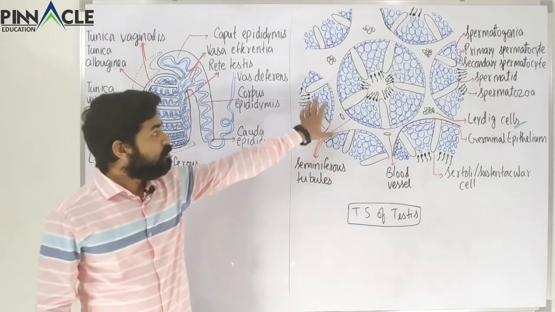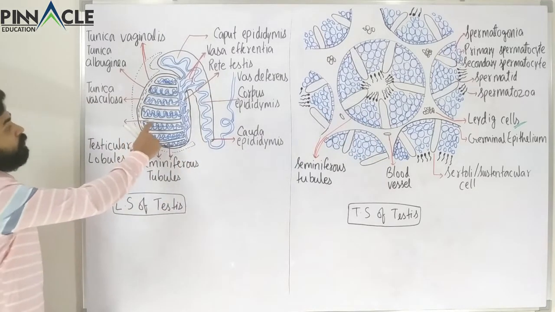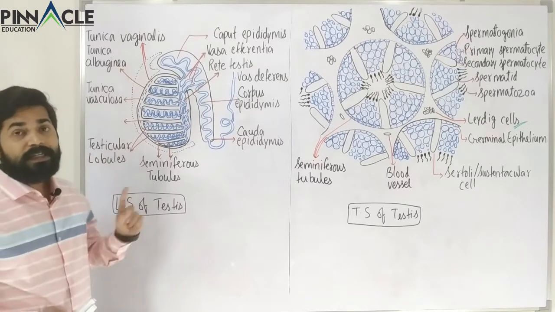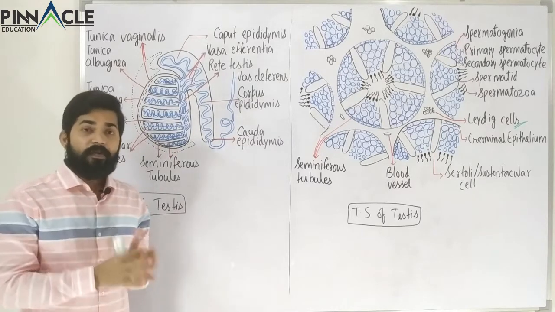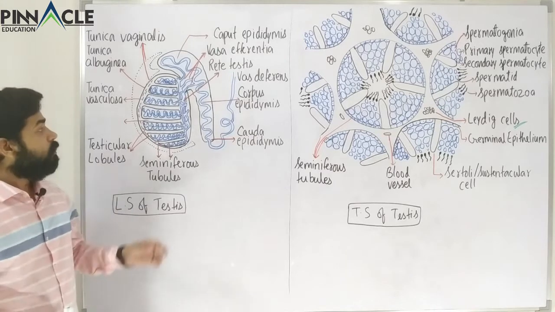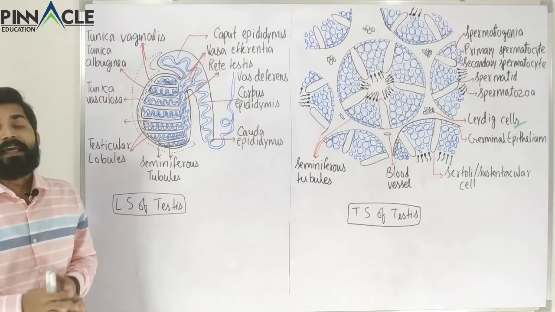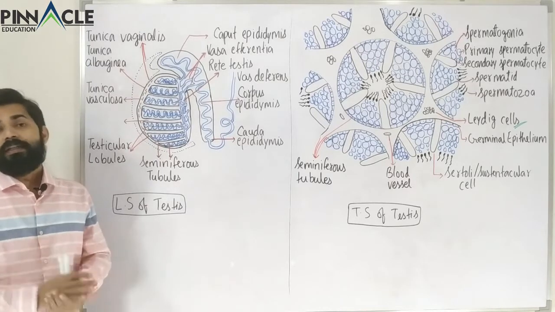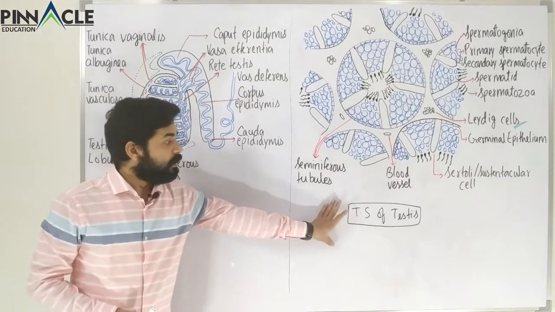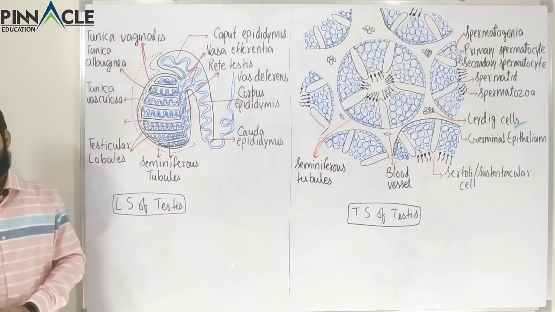Now there are certain seminiferous tubules in one testicular lobule. So here you can see different testicular lobules. In one testicular lobule, we can have 1, 2 or 3, or maybe in certain cases more, seminiferous tubules. So one testicular lobule can normally have 1 or 2 or 3 seminiferous tubules. So this was the transverse section of the testis, and this is the longitudinal section of the testis.